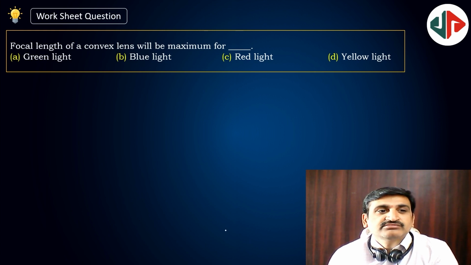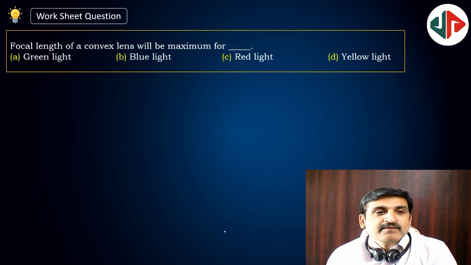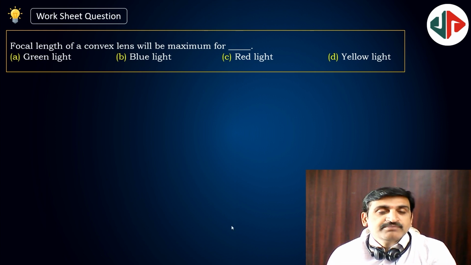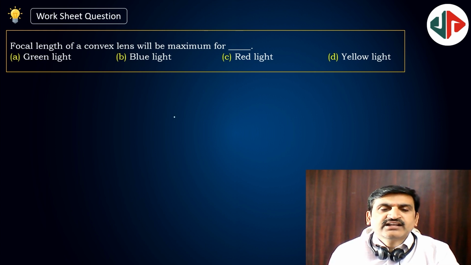Next, focal length of a convex lens will be maximum for: green light, blue light, red light, yellow light. So which color will bend more? That will have least focal length. Which will bend less will have more focal length. So obviously red color will bend less, red color will have more focal length.